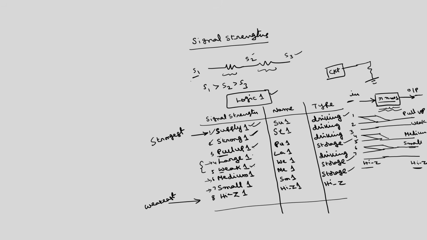When the signal propagates through resistive switches, the signal levels will decrease. Okay. So, this is about the signal strengths and the modeling of CMOS circuits using switch level. Thank you.